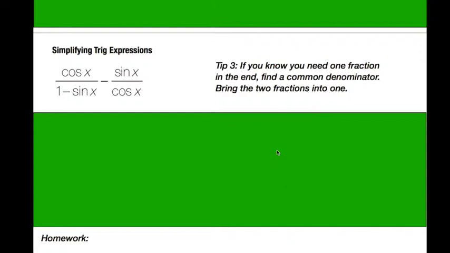Take 5 or 10 minutes, whatever you need, and I want you to see if you can get this done. Remember, your goal is to get this into a single trig function without a fraction. Pause the video and come back when you're finished.